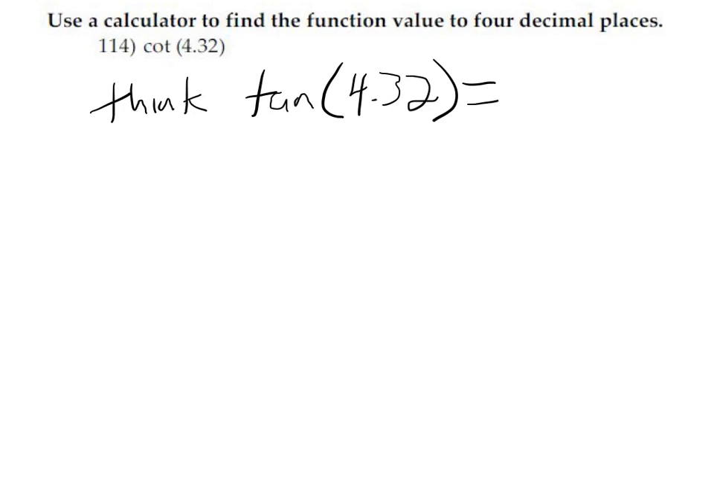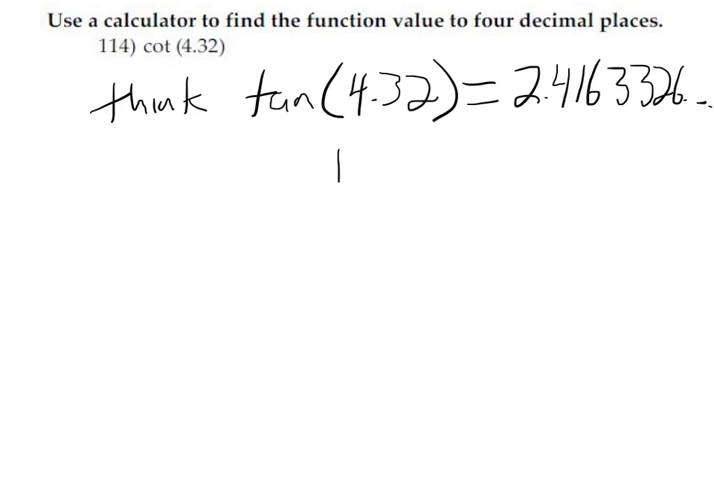Now our calculator, we can work out tangent of 4.32 easy enough. It gives us 2.4163326, etc. There's a lot more information, and I'm not ready to round yet because I'm not on my final answer of cotangent. Now, do not clear your calculator.